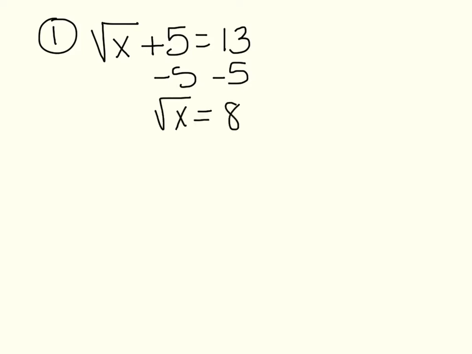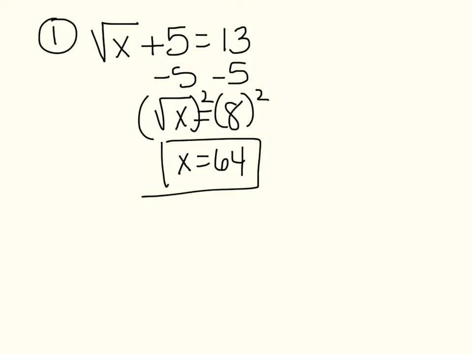Example number 1. The square root of x plus 5 equals 13. The first thing we have to do is isolate the square root of x. So we're going to subtract 5 on both sides. The square root of x equals 8. And now all I do is just square both sides. The square root of x squared is just x, equals 64. So your answer would be x equals 64. And if you plugged it back in, the square root of 64 is 8, plus 5 is 13. So we want to check to make sure it does prove true.